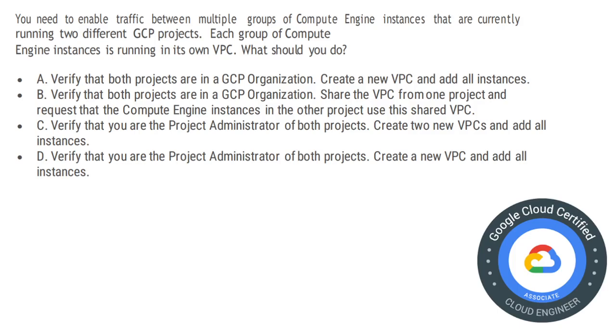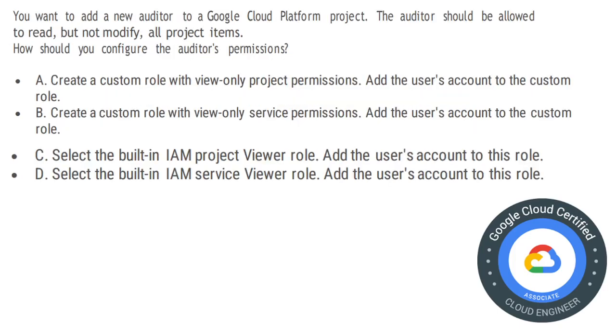Cloud Load Balancer. The next question is, you need to enable traffic between multiple groups of Compute Engine instances that are currently running in two different GCP projects. Each group of Compute Engine instances is running in its own VPC. What should you do? The answer for this question is option B. Verify that both the projects are in the GCP organization, share the VPC from one project, and request that the Compute Engine instances in the other project use this shared VPC.